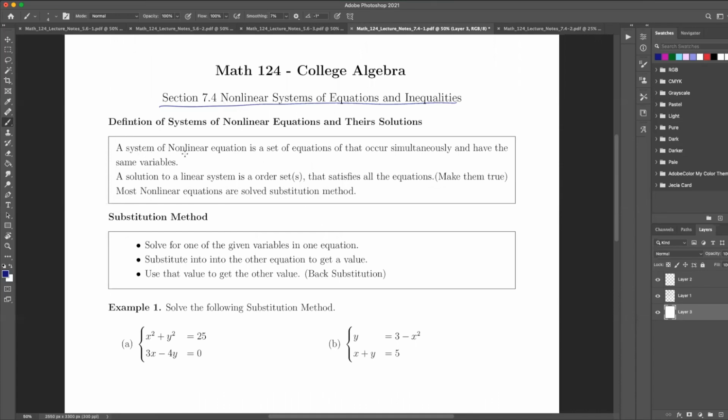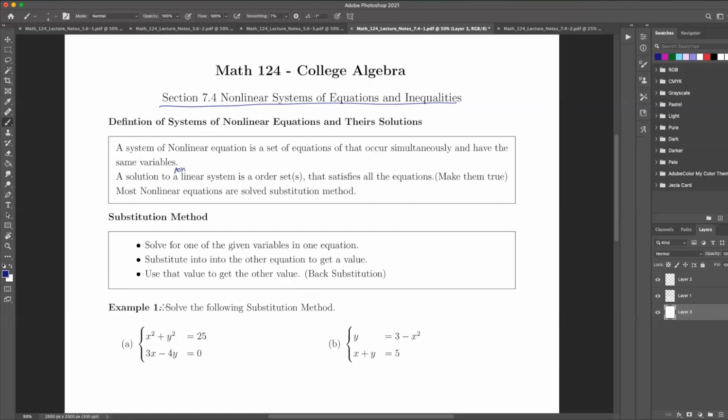So, definition: a nonlinear system of equations just means a system of nonlinear equations. A solution is an ordered set or sets that satisfy all the equations. Most nonlinear systems are solved through the substitution method. Basically, you solve one equation for one variable, substitute it back into the other, and then get the other value back. This is what you do. It's the only real tool set you have that would actually allow you to solve these.